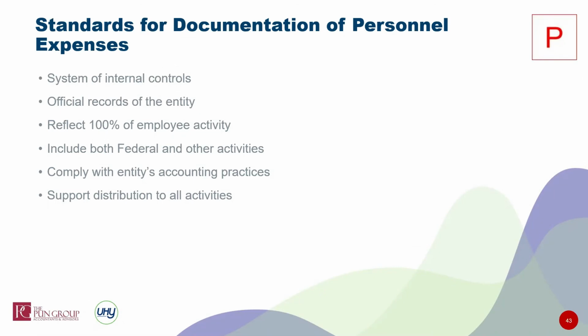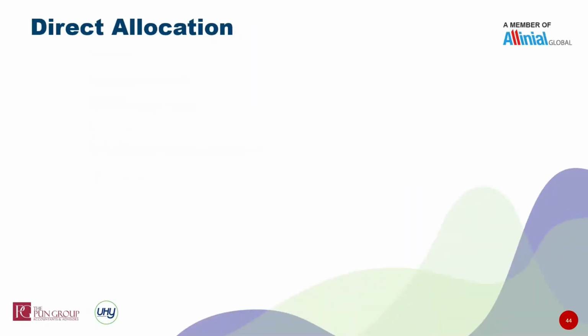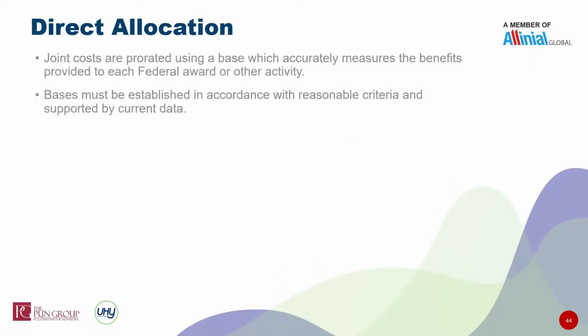So again, the uniform guidance is not as prescriptive and is really focusing on the standards of documentation and how you're supporting those. So when we talk about direct allocation or allocation of joint costs amongst different programs or bases, it is really that the base that is used in which to allocate those costs accurately measures the benefits provided to each federal award or other activity. So there has to be a nexus between the allocation and the benefits obtained. Those allocation bases must be established in accordance with reasonable criteria and supported by current data.